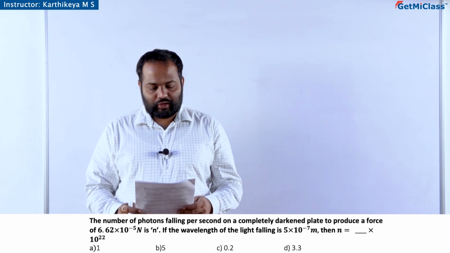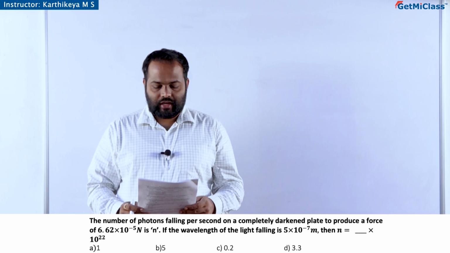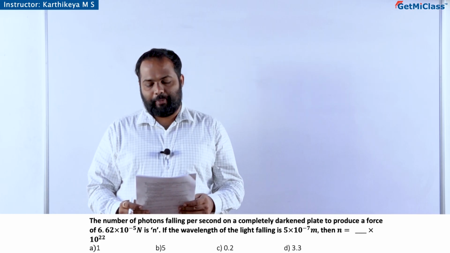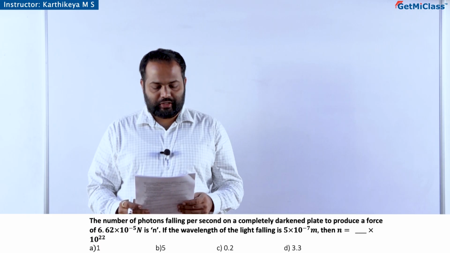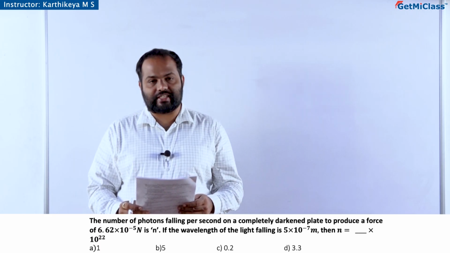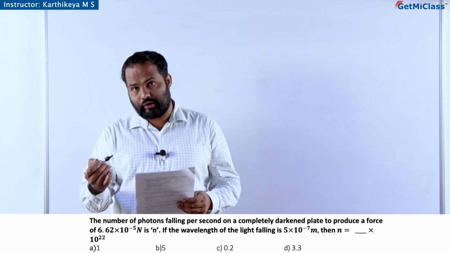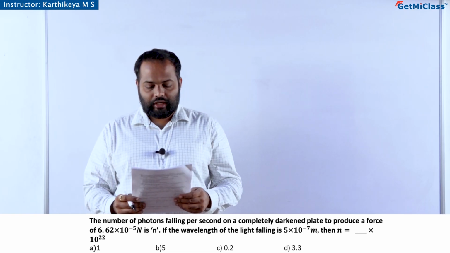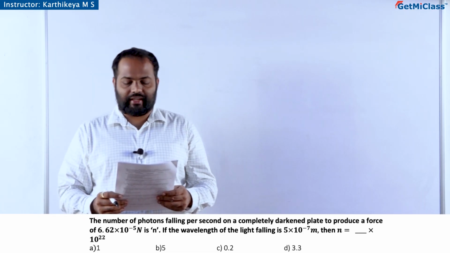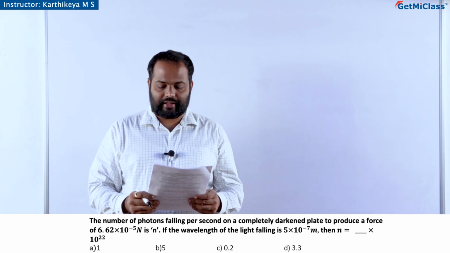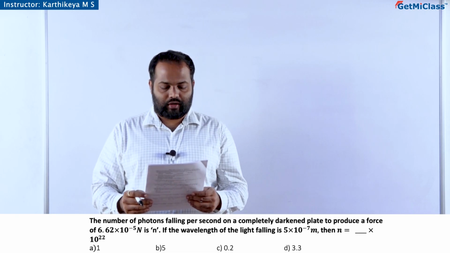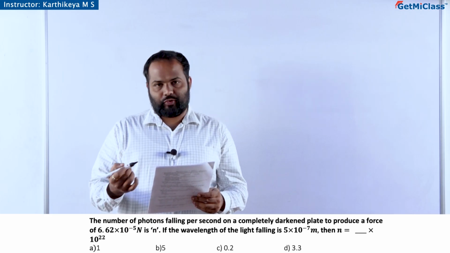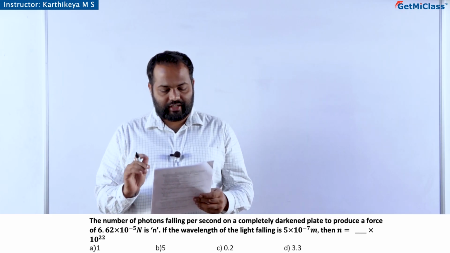The number of photons falling per second on a completely darkened plate to produce a force of 6.62 × 10^-5 Newton is n. That is the number of photons falling. If the wavelength of the light falling is 5 × 10^-7 meter, then n is equal to the value you have to find out × 10^22.